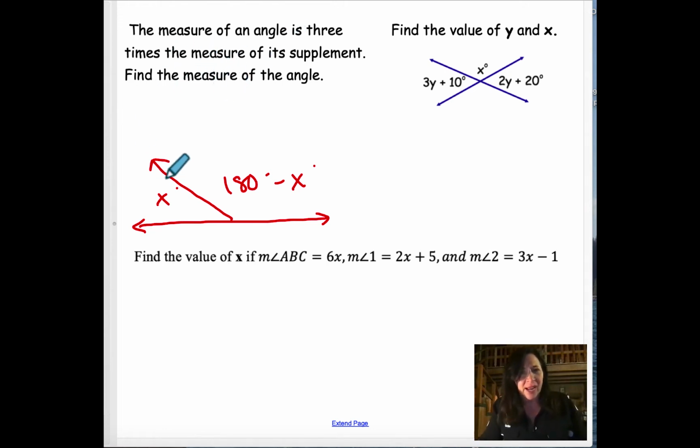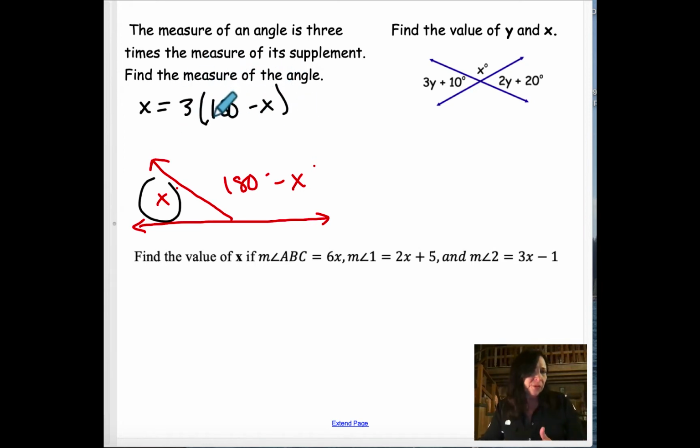The measure of an angle, that's my x. So the measure of an angle equals 3 times the measure of the supplement. The supplement is 180 minus x. And so you're going to distribute and solve for x, and then we're going to find the measure of the angles.